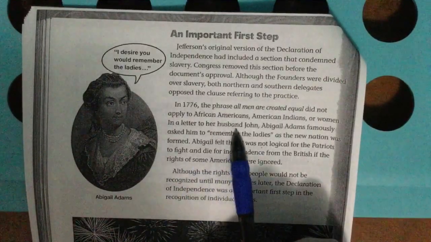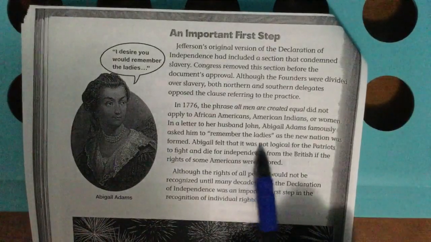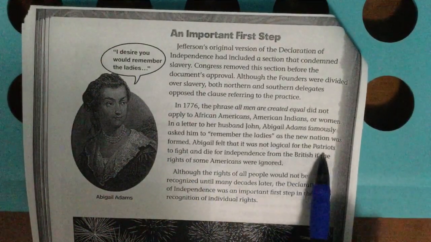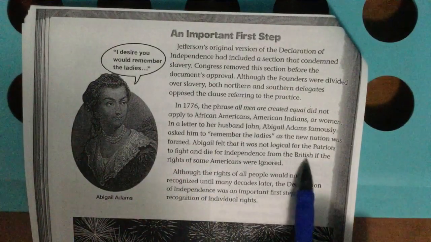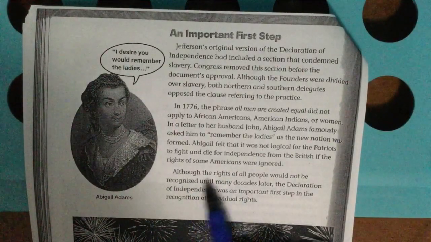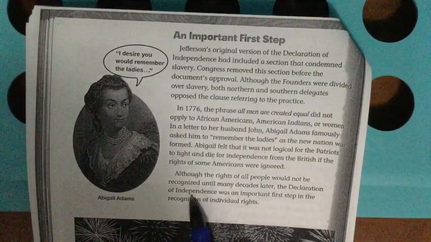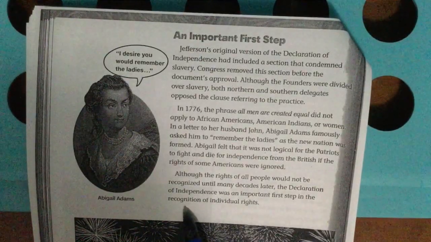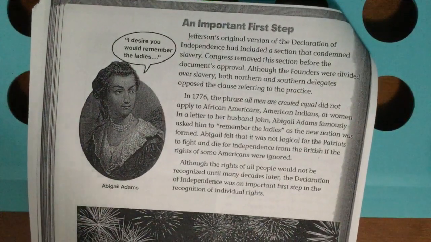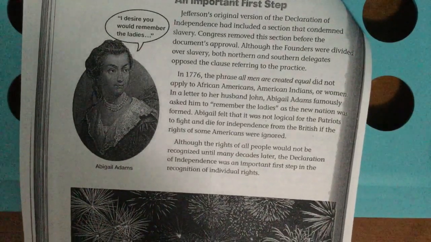In a letter to her husband, John, Abigail Adams famously asked him to remember the ladies as the new nation was formed. Abigail felt that it was not logical for the Patriots to fight and die for independence from the British if the rights of some Americans were ignored. Although the rights of all peoples would not be recognized until many decades later, the Declaration of Independence was an important first step in the recognition of individual rights. It was our first step into independence and being free states to kind of make our own laws and rules.